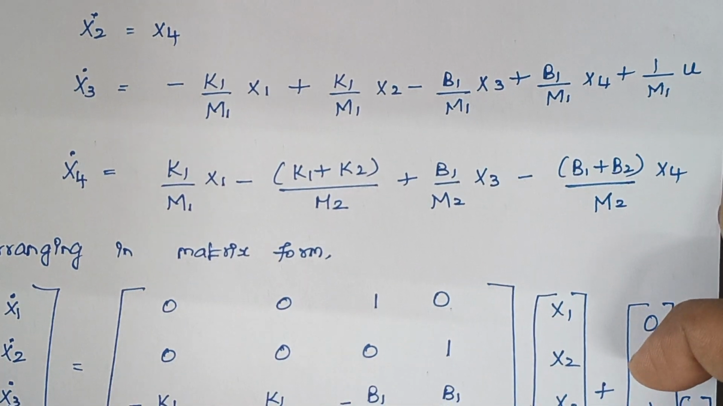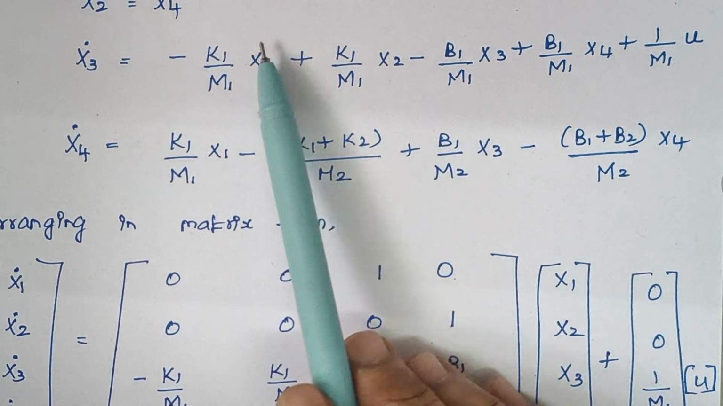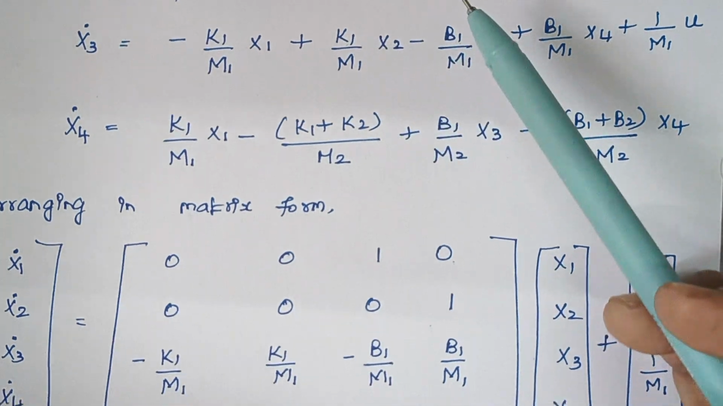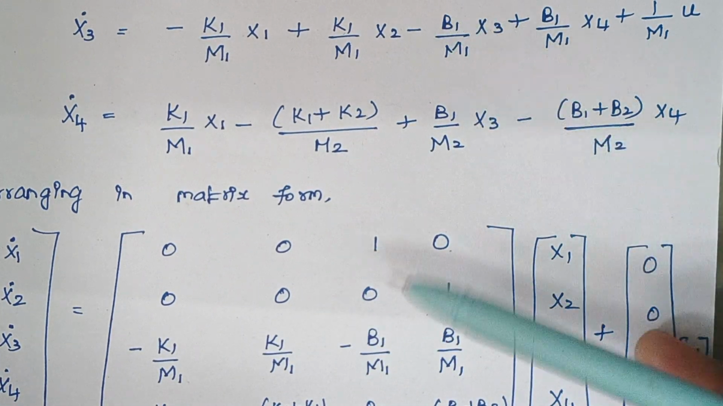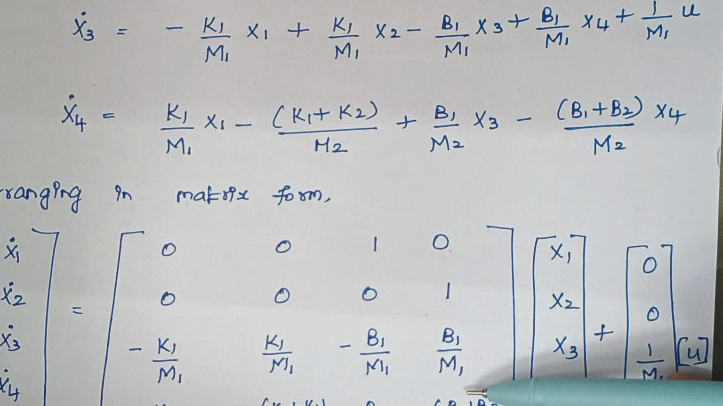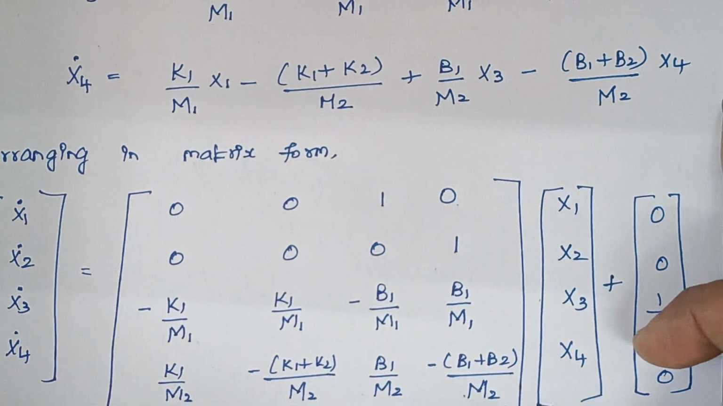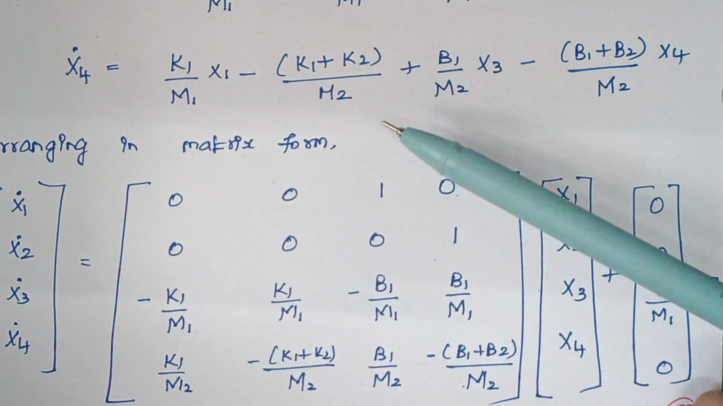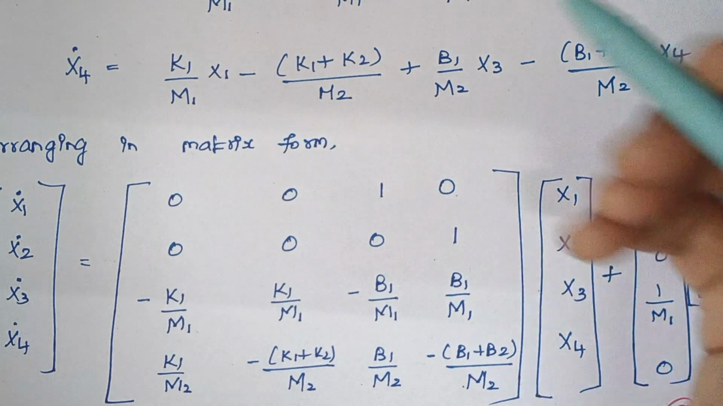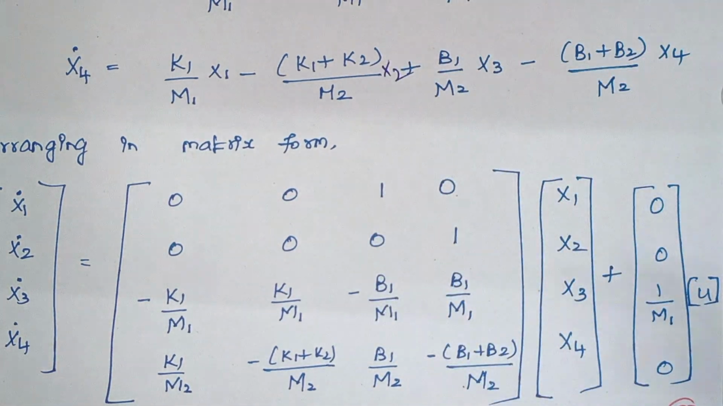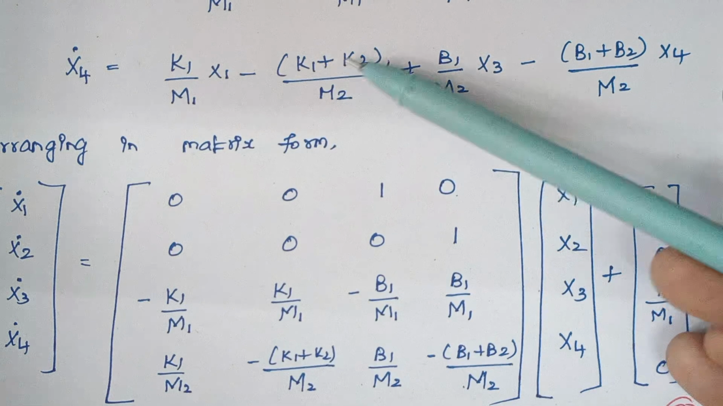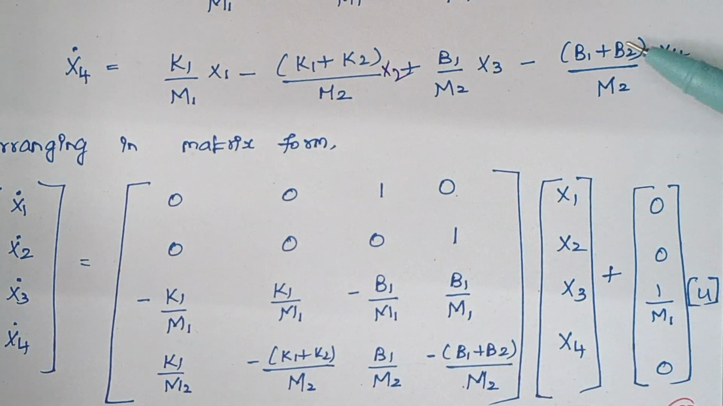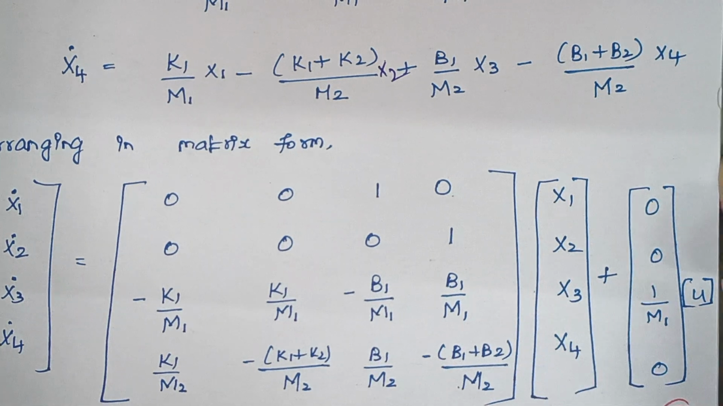And again in x3 dot and x4 dot we are having values. Coefficient of this x1 is minus k1 by m1. x2 is k1 by m1 and finally x3 is minus b1 by m1 and x4 is b1 by m1, right? And again similarly for this final expression, you see x1 k1 by m2, and for x2 the coefficient is minus k1 plus k2 by m2 and here x3 b1 by m2 and here x4 minus b1 plus b2 by m2, right?